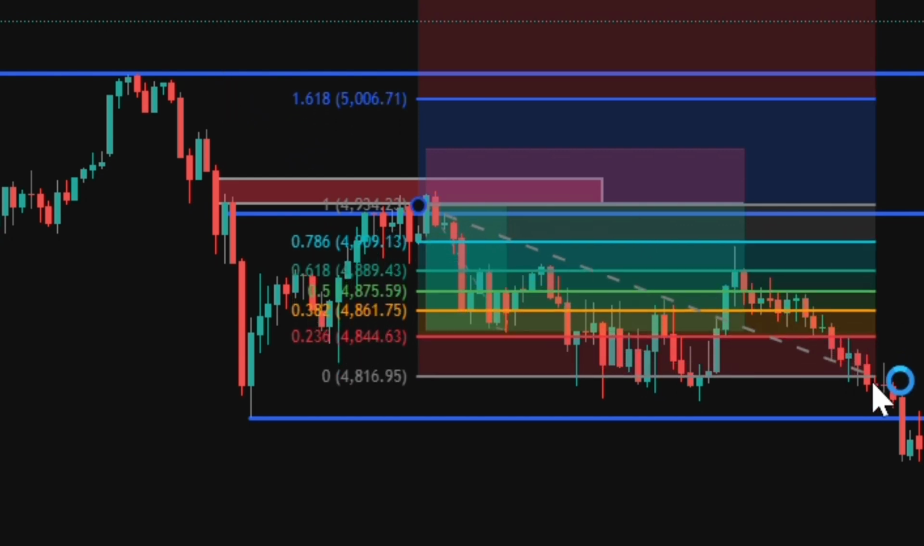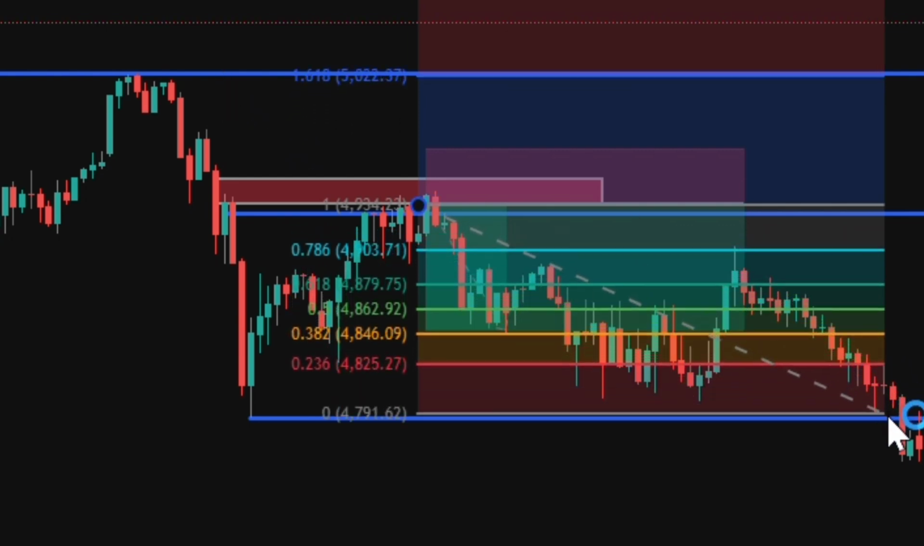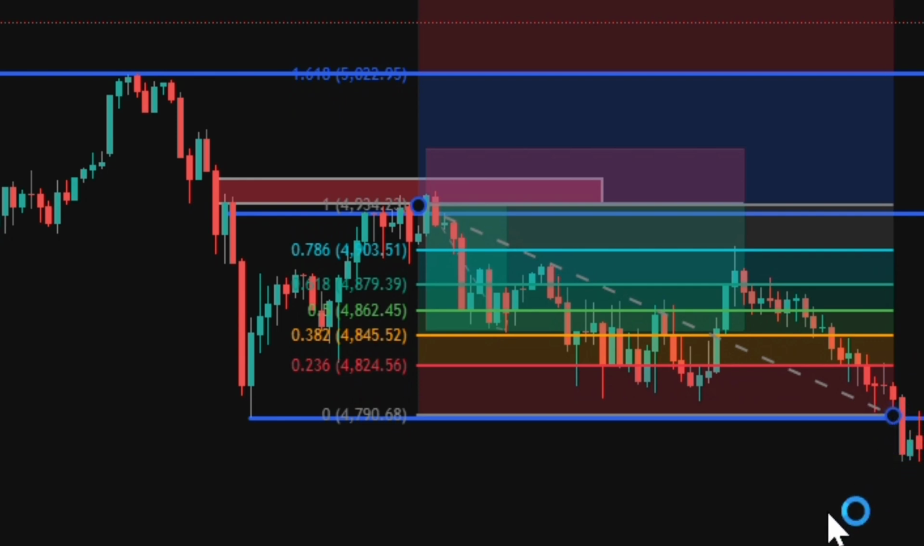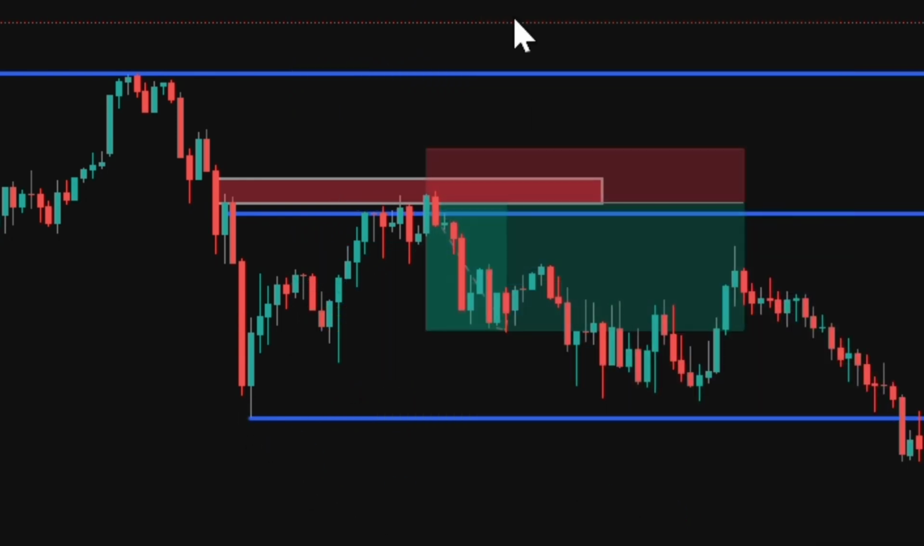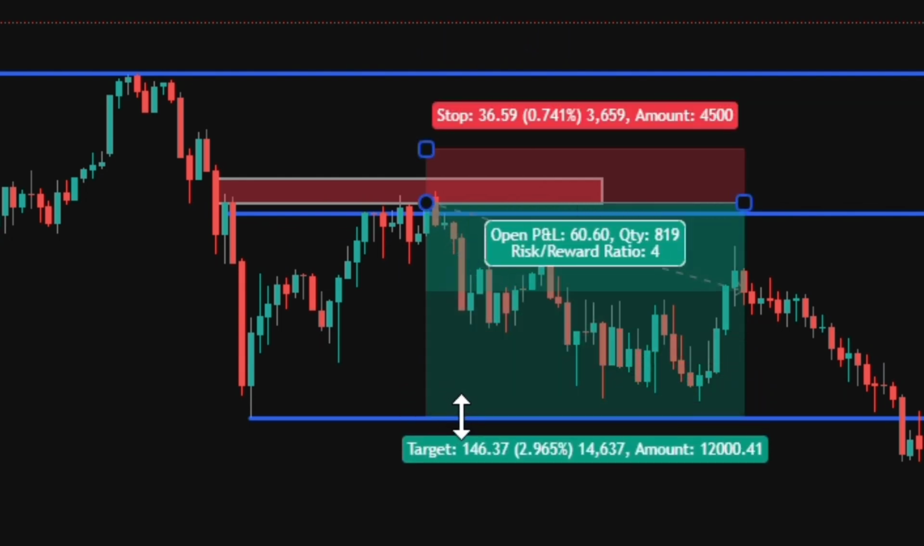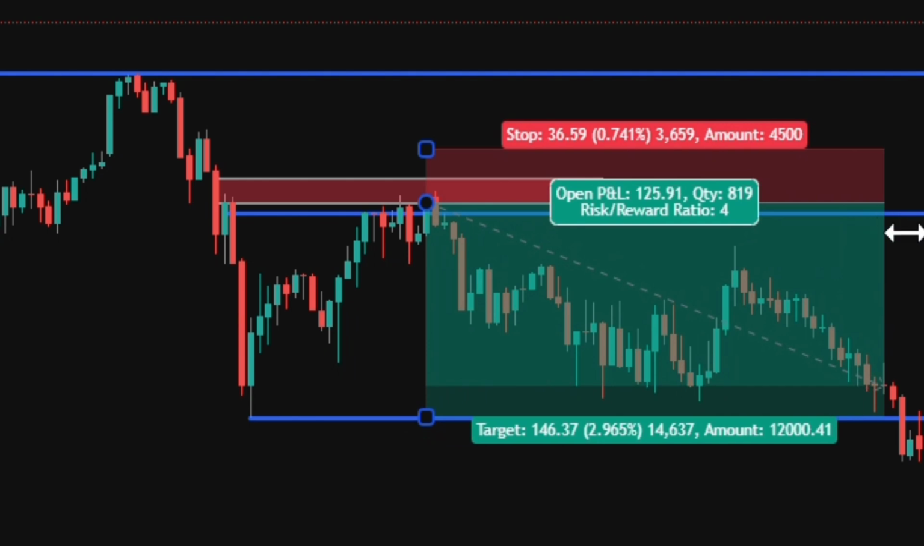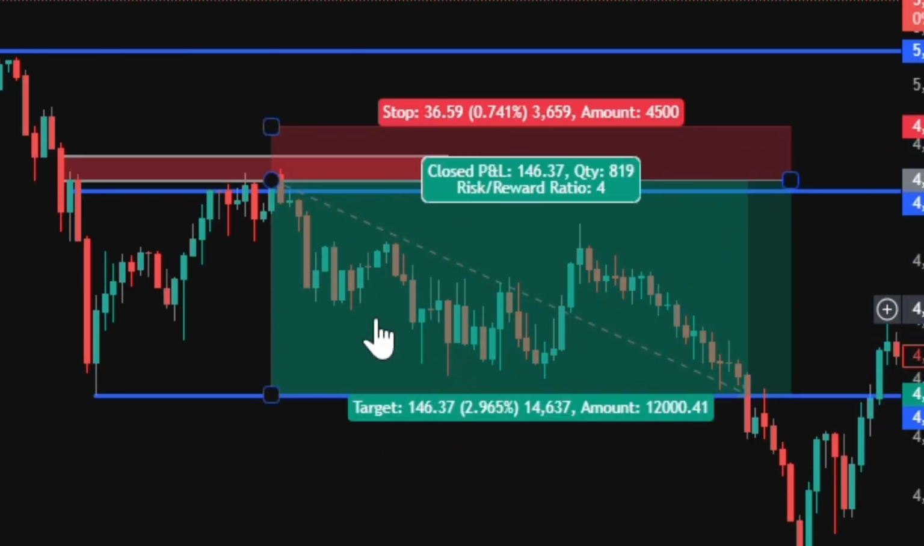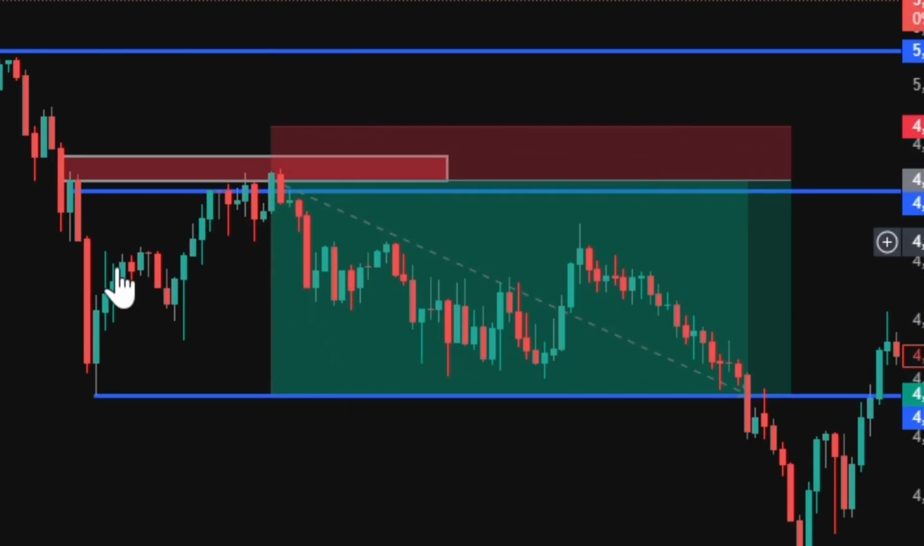Let's drop it further. Nice, it has touched it, which means our take profit will be this low. We target this low. So let's extend it to this low. And as you can see, price rallied up to this low. And it is a good sniper entry.